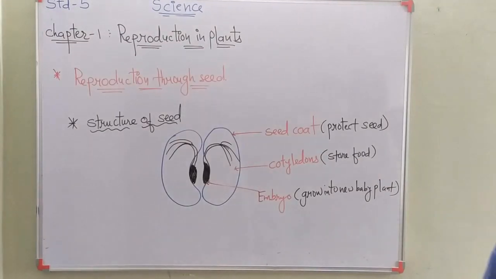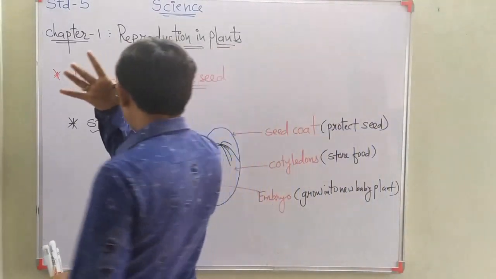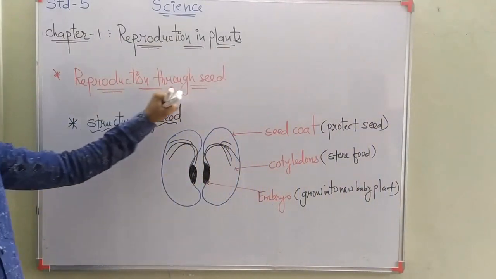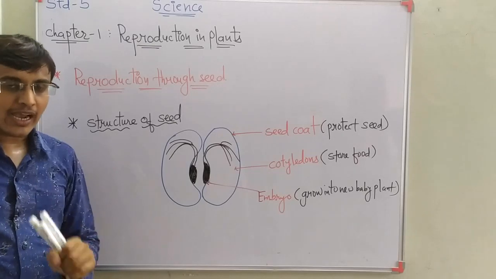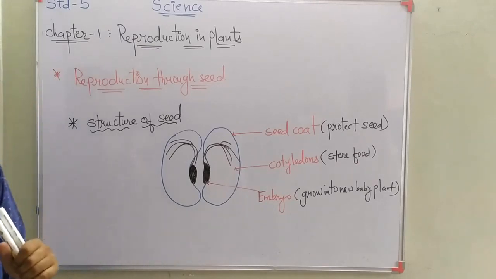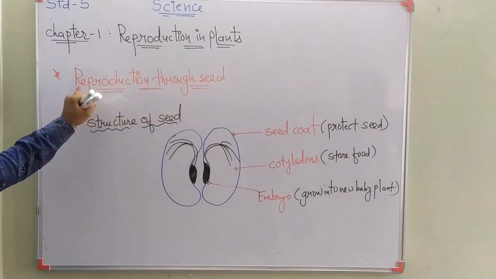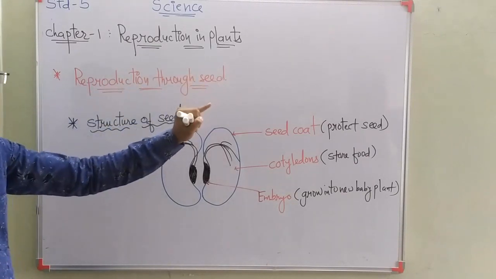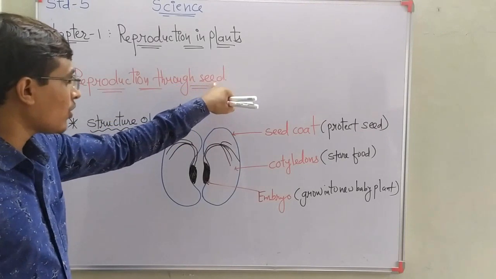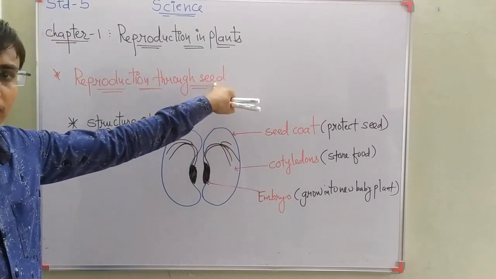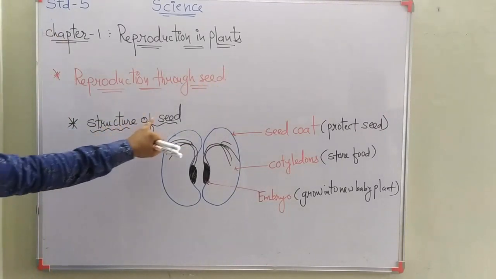Okay, students. Let's start with the second topic, that is reproduction through the seeds. I have already told you mostly plants are reproduced through the seed. So we are discussing reproduction through the seeds. First we have to know what the structure of the seed is. So let's start with the structure of the seed.